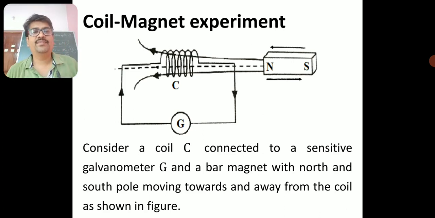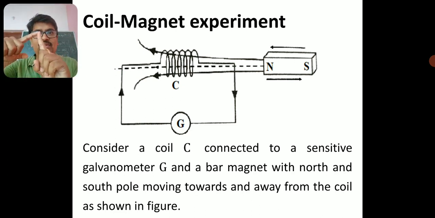Now, we have considered a coil C. Look at the diagram. You have a coil which is called C, and this coil C is connected to a galvanometer. You might have seen the galvanometer in the laboratory. It's a small box with a zero at the center. You will have a deflection on the right side as well as on the left side. So the needle of the galvanometer can move right or left.